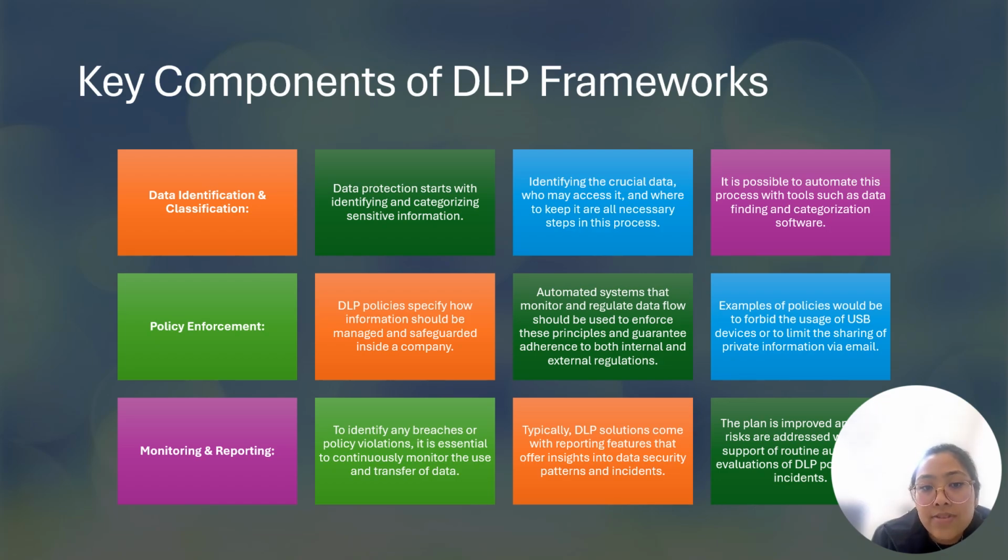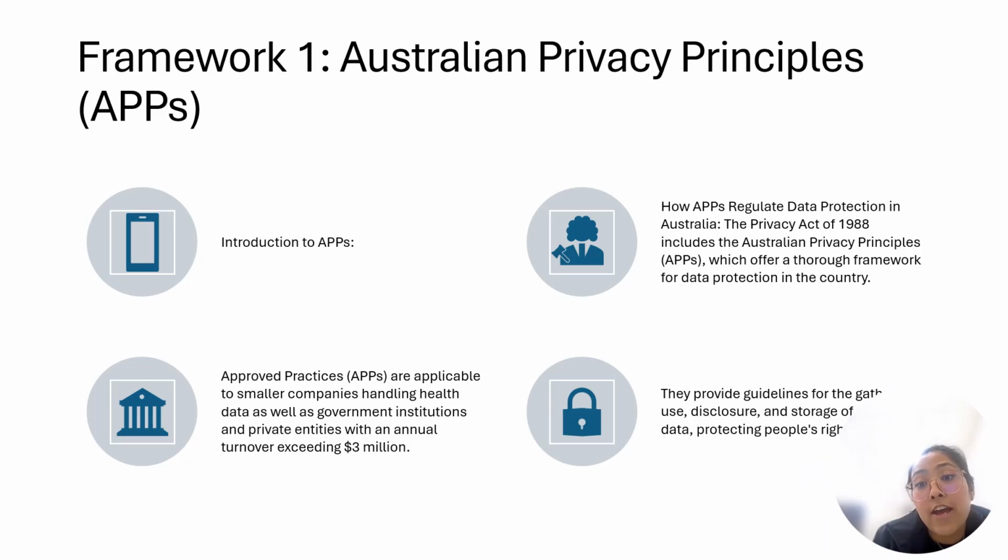Moving toward the fifth slide, I have the framework for Australian Privacy Principles, which also stand as APPs. For the introduction to APPs, we have the Australian Privacy Principles, which are part of the Privacy Act 1988, which offers a thorough framework for the protection of data in the country or outside the country. Along with the framework are approved practices, which are applicable for smaller companies for handling various types of health data as well as government data, which can be used for various purposes.